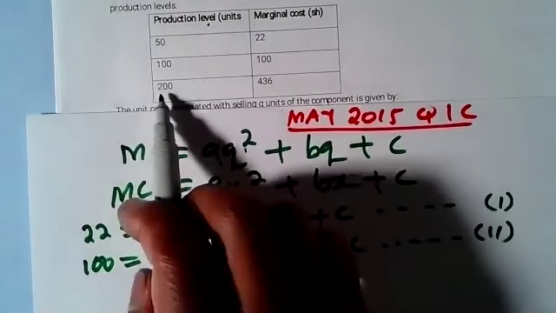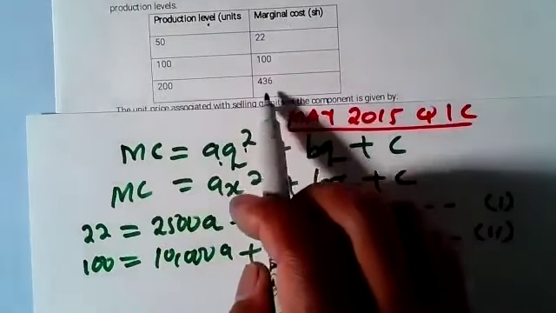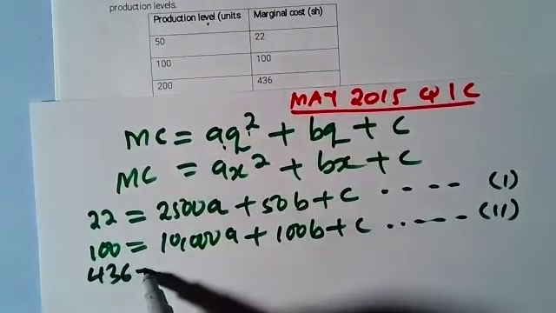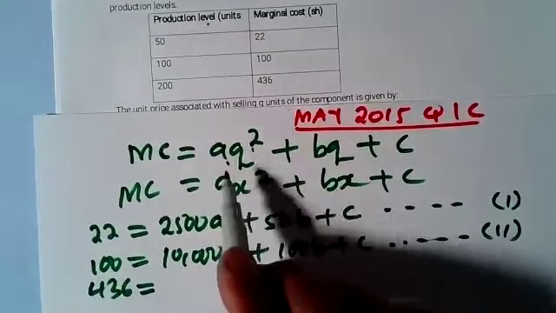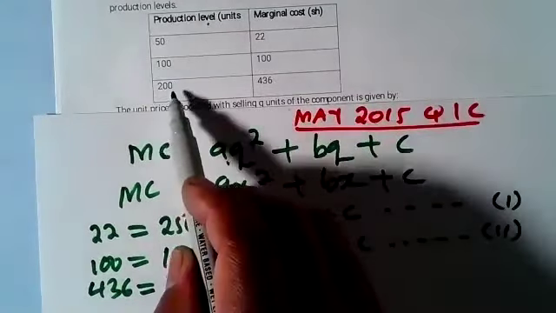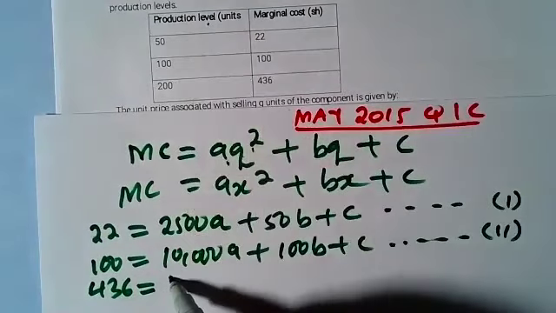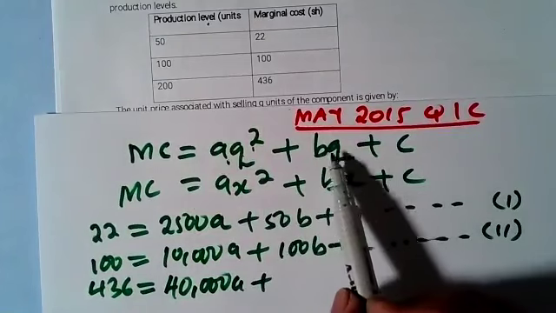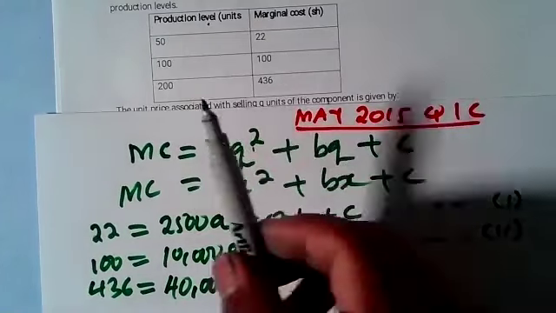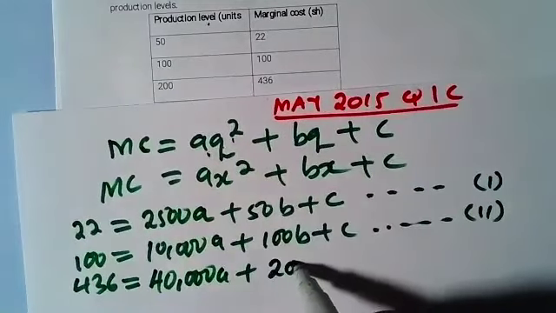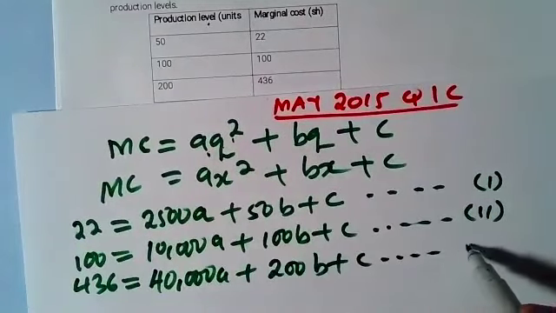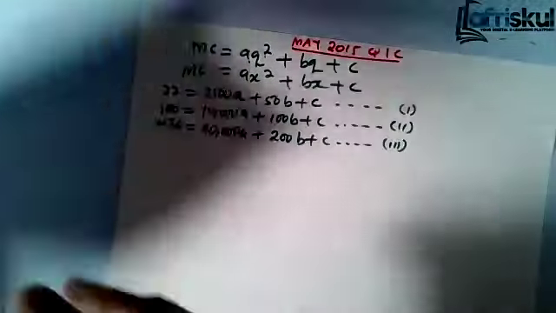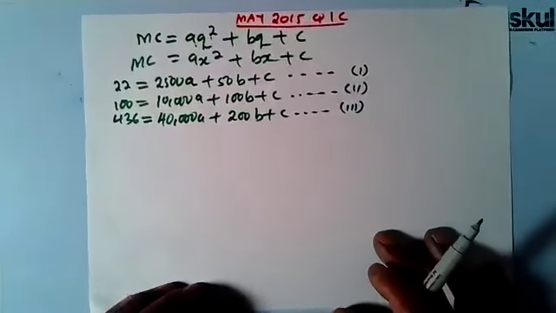Let's go to the third one. The unit is 200, but the marginal cost is 436. So our marginal cost here will be 436 is equal to AQ squared. Our Q is 200, so 200 squared, you get 40,000A plus BQ. Our Q is 200, so it would be 200B plus C. That's equation number 3. I hope you are with me up to that point.